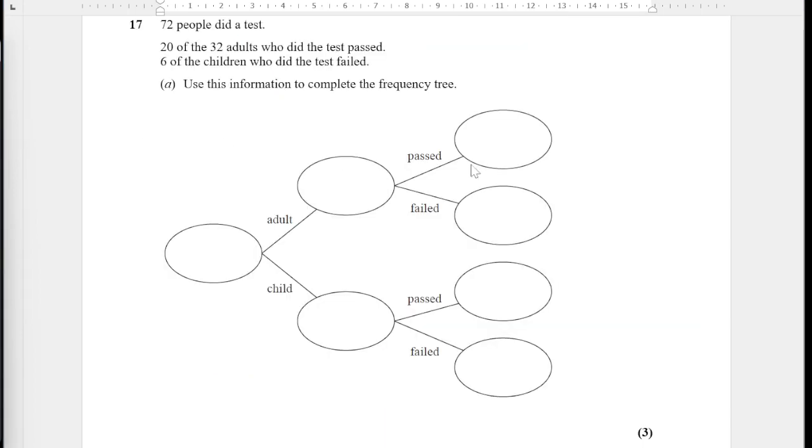Okay, question 17. 72 people did a test. 20 of the 32 adults who did the test passed. 6 of the children who did the test failed. Use this information to complete the frequency tree. So 72 people did the test, so 72 can go in that part there. 32 adults, and 20 of them passed. 6 of the children failed the test. So there we go. That's everything I can fill in from the question.